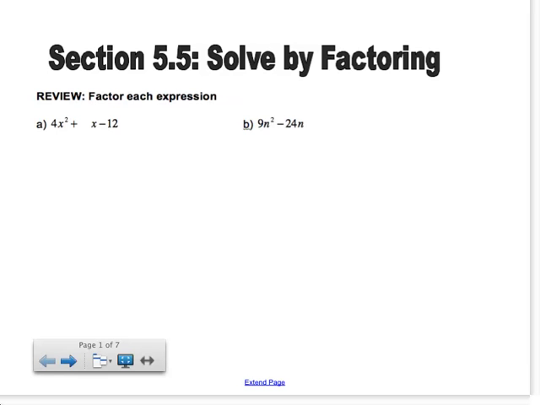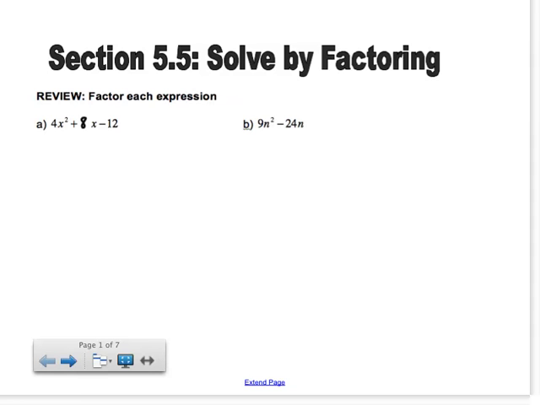This is our first video together, and it will be over section 5.5, solve by factoring. First thing we're going to do is review a little factoring. And my first problem, it should say 4x squared plus 8x plus 12. I apologize, I made a mistake.